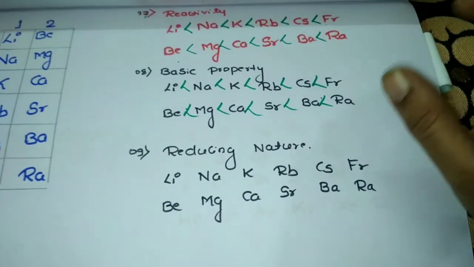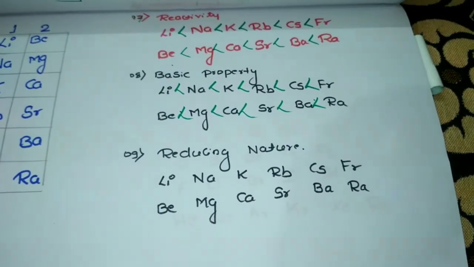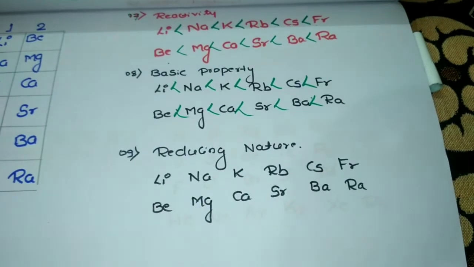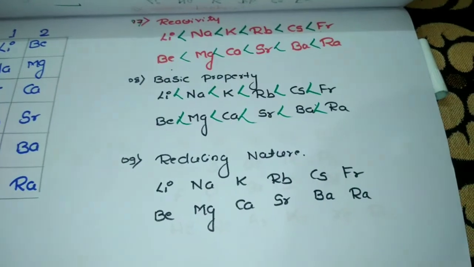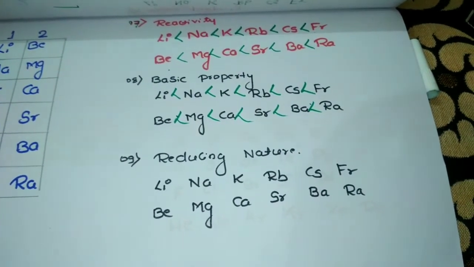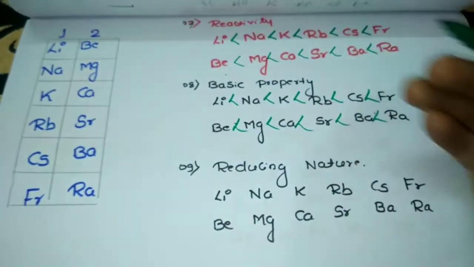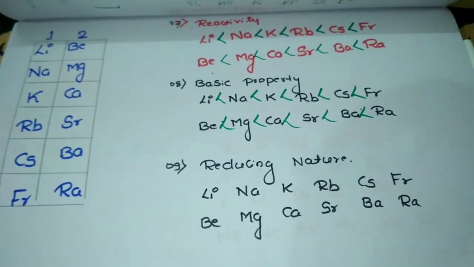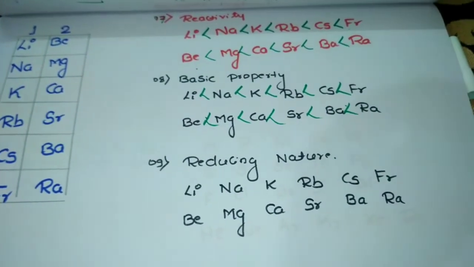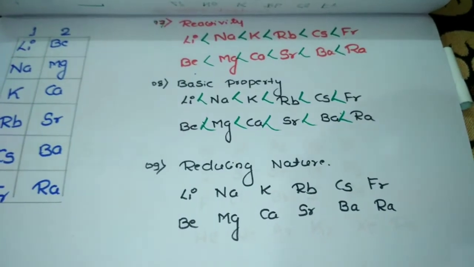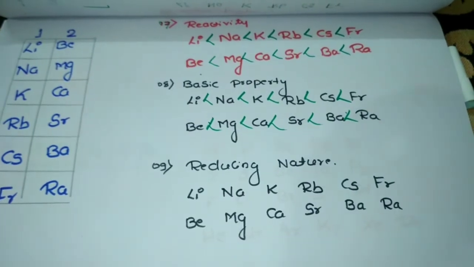Reducing nature means it will undergo self oxidation, meaning it is going to lose electrons. How are they going to lose the electrons? If the size is large, the outermost electron is free, so it can give out that electron very easily. As we go down the group, the size increases so that the outermost electron is left free and can be lost. That's why it acts as a strong reducing agent. So as we go down the group, dear students, the reducing nature also increases.